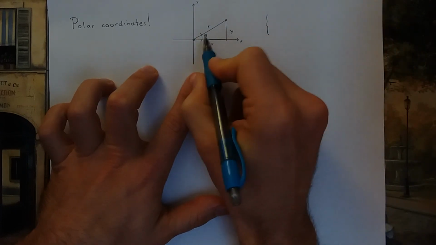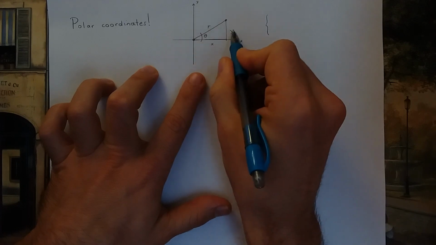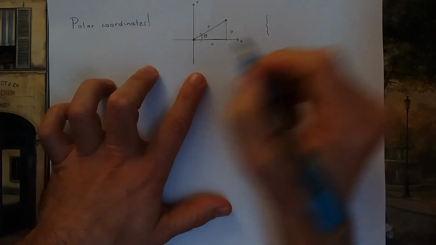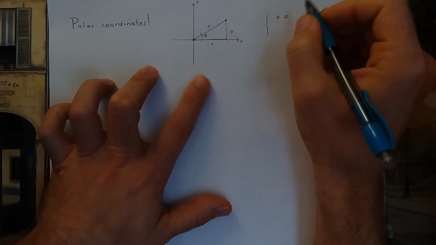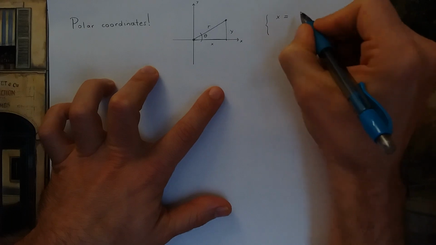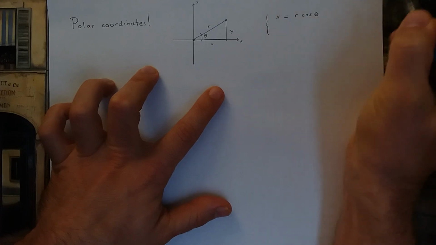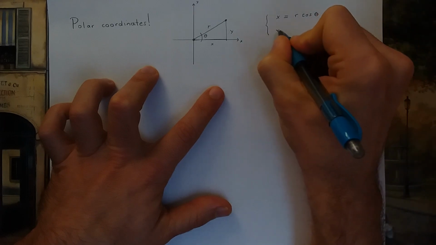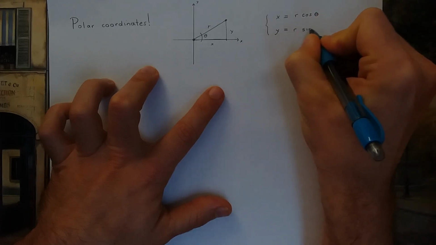Now, based on the picture, we have two basic facts about the relationship between x, y, r, and theta. Right triangle trigonometry tells us the value of x in terms of r and theta. x is r cosine theta. And y is r sine theta.